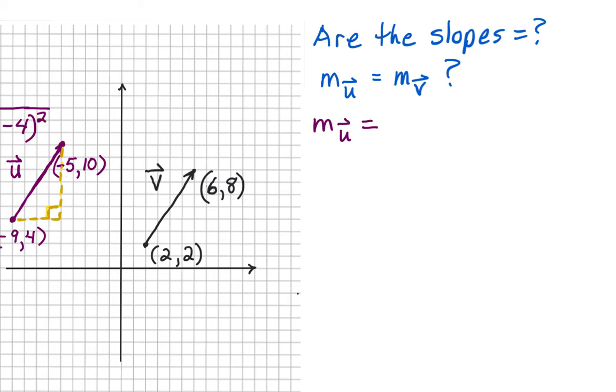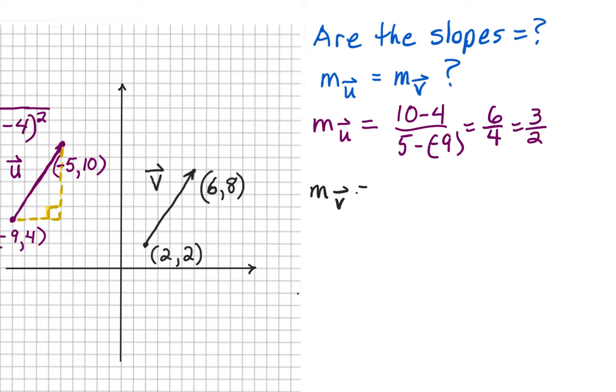Okay, so what is the slope of u? The slope of vector u would be 10 minus 4 over 5 minus negative 9, or 6 over 4, which reduces to 3 over 2. That's really easy to do, so I went ahead and did it here. The slope of vector v would be 8 minus 2 over 6 minus 2, and we see at this point that the two slopes are equal, but I'll just go ahead and reduce it.